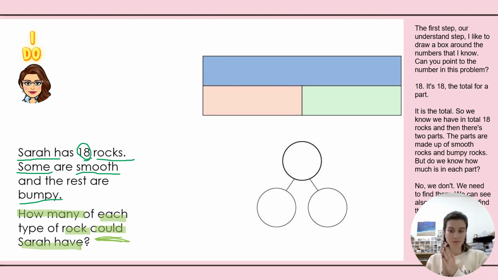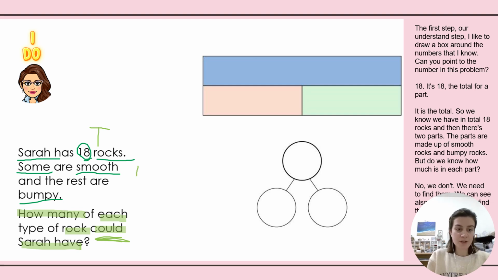All right, so here's what I know. I know that Sarah has 18 rocks. Some are smooth and the rest are bumpy, which tells me that 18 rocks is my total. That's the amount of rocks that I have in all, okay? And so I'm going to write the letter T above 18 rocks.